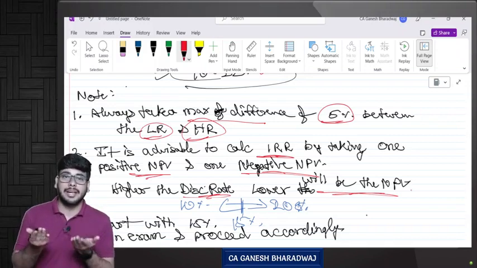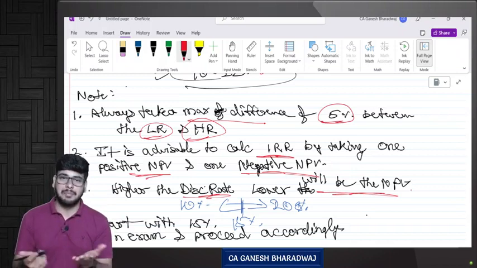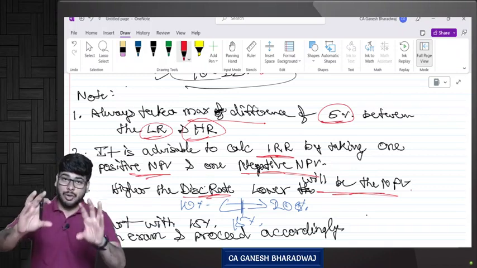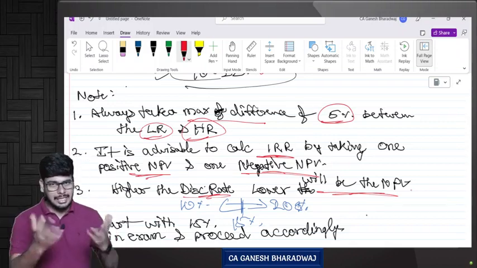So indirectly, they are dropping you a hint that first trial you take 10%, second trial you take 11%, carry out the interpolation. So if the table is given for two rates, you obviously know that those two rates should be the two trials. Are you clear with this? This way you can find out.